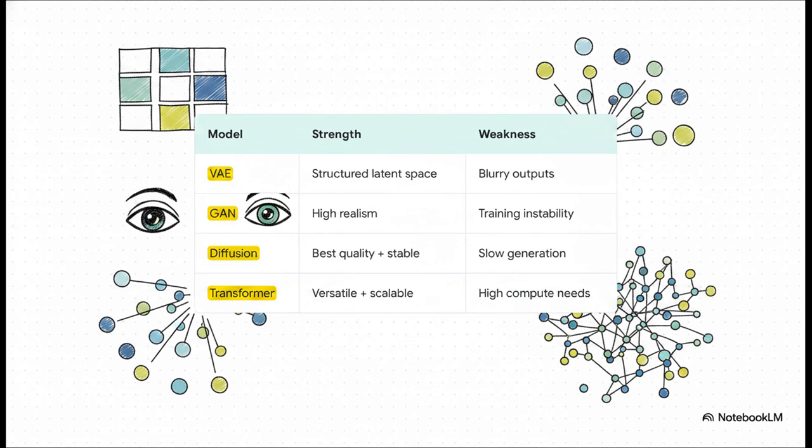Let's run through it. If you need a structured way to organize your data, a VAE is your best bet. For pure, jaw-dropping photorealism, GANs are a powerful, if a little unstable, choice. For the absolute best quality, no questions asked, you go with Diffusion. And for pretty much any task that involves context and massive scale, yeah, the transformer is king.